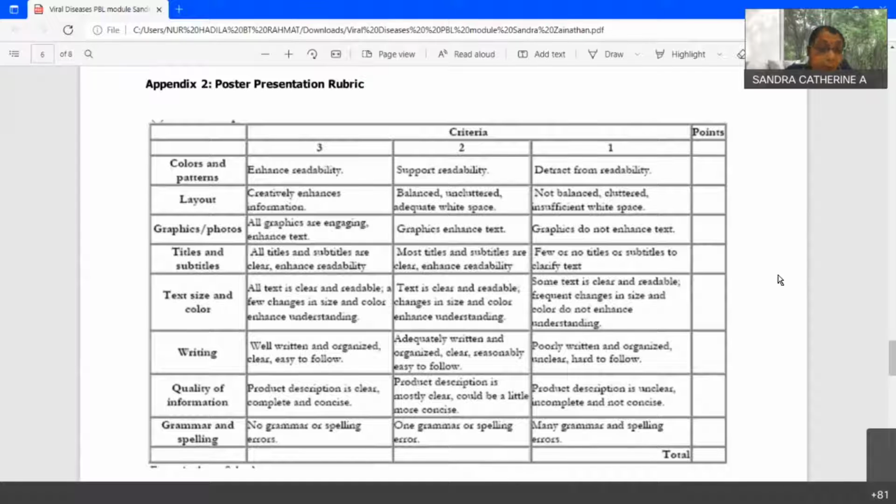So this is a rubric for the poster presentation. So you can have a rubric. But it is important to have the groups evaluate each other. In that way, they can learn other information or other knowledge which has been found by the other groups.